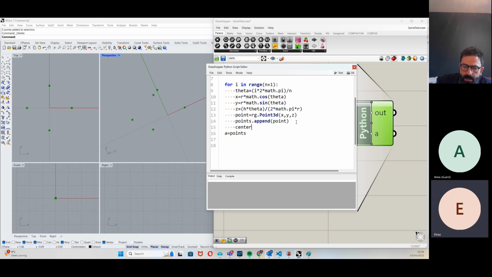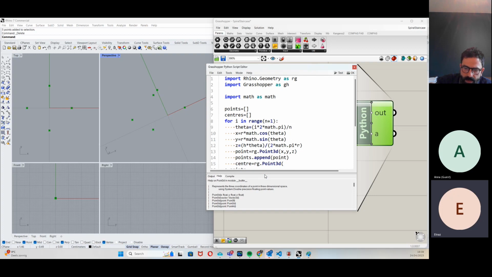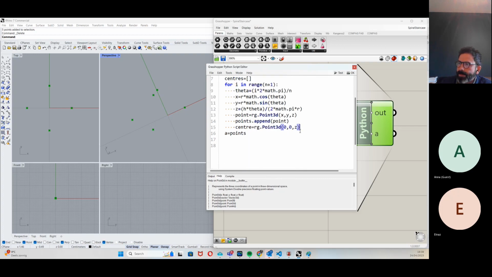Center. Center equals, bracket, with the British dictation. Center equals rg.Point3d, 0 and, no, this is 0 and 0 and z. Yes.